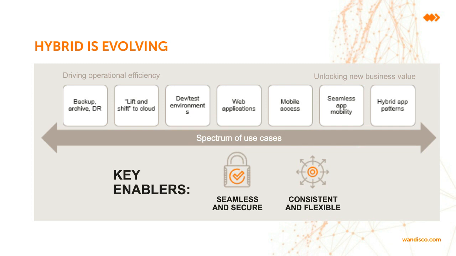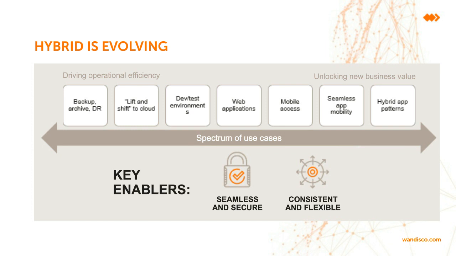And also there are different kinds of use cases where customers can think about hybrid. It can range from: I want to do backup and archival of my on-premise data to the cloud. I'm going to lift and shift my applications from on-prem to the cloud. I'm going to create dev test environments where I have most of my applications on-prem, I'll set up a hybrid environment in the cloud, start my dev test environment, and slowly migrate to the cloud. And then on the right side are how you build end-facing customer applications, web apps, mobile apps, and seamless app mobility.